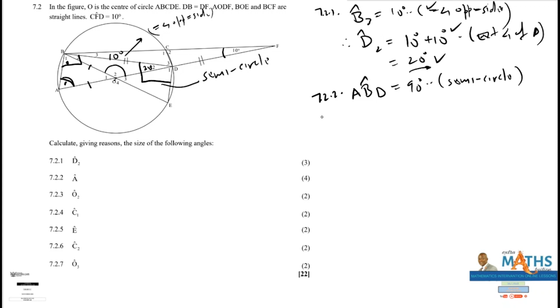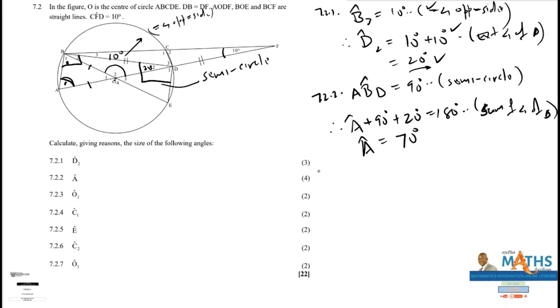Okay. Now, we have the angle of D2. We have 90. Then you can be able to find A. It means A plus 90 plus 20 is equal to 180, which is what? Sum of angles of a triangle. Okay, then angle A will be transpose this 110 and then it will be 70 degrees. Right.